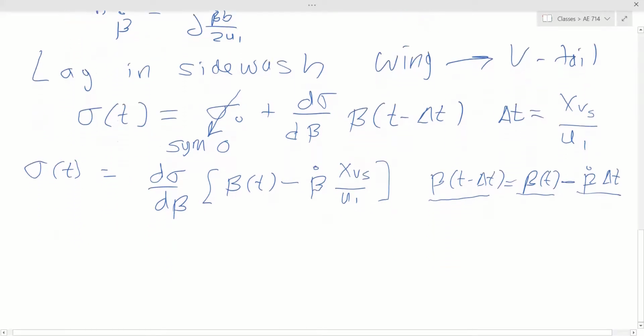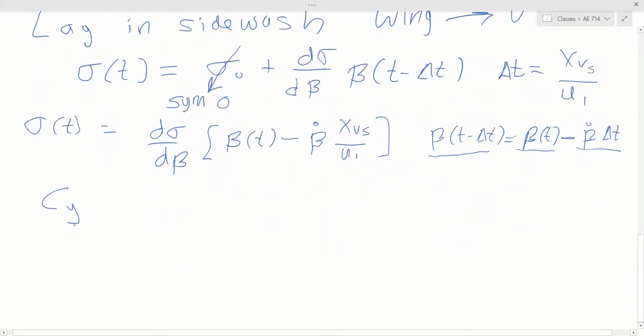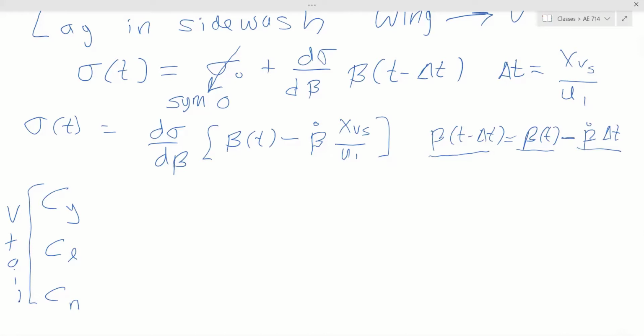Now the nice thing is that we've already developed expressions for CY, CL, and CN for the vertical tail, because we did this when we were talking about calculating CL beta, CN beta, and CY beta. And you go, I don't remember that. Well, as I write the formula down, you'll see exactly where it comes from. So again, we're just talking about the vertical tail now, not the wing or anything else.